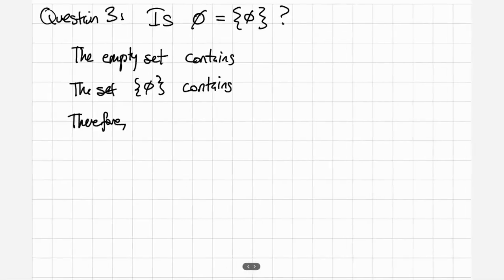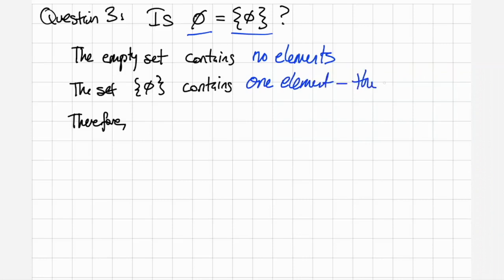Let's do one more example. Is the empty set equal to the set containing the empty set? Well, the empty set contains no elements. But the set containing the empty set contains one element, the empty set. So now we have two sets. One has 0 elements, one has 1 element, and that means that the sets cannot be the same. So therefore, the empty set is not equal to the set containing the empty set.